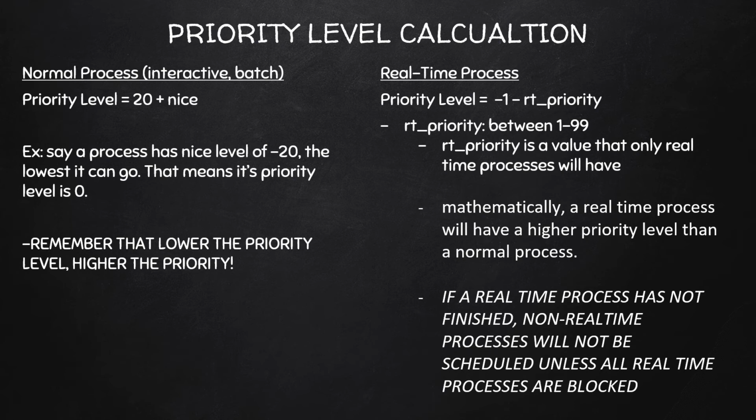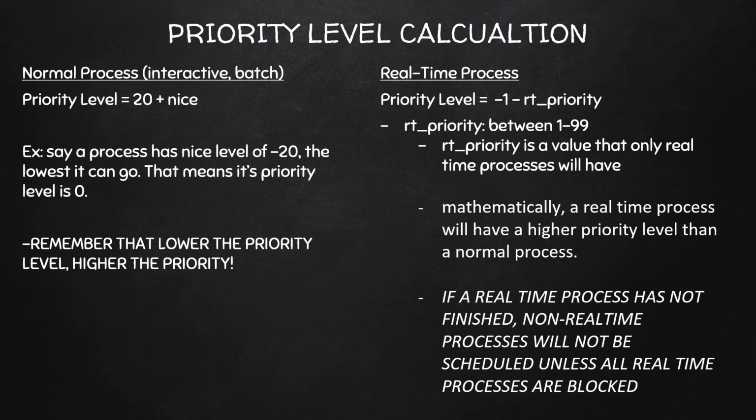For real-time processes, the calculation is a little bit different. The priority level for real-time processes is -1 minus RT priority. RT priority is a value between 1 and 99, and it is a value that only real-time processes will have. Mathematically, it's obvious that a real-time process will have a lower priority level than a normal process.